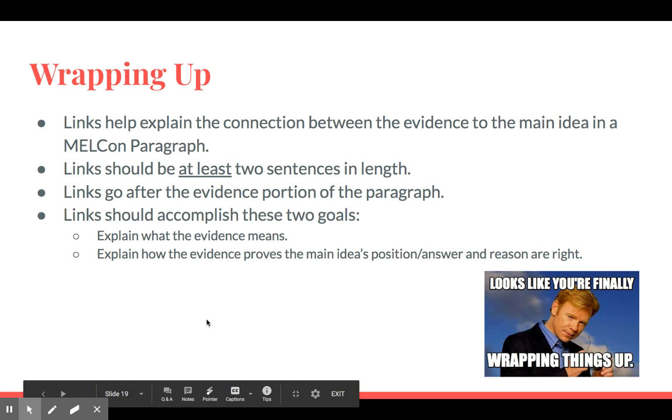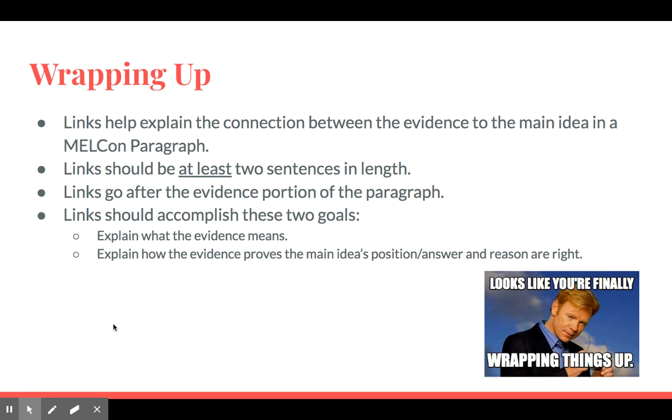If you have any questions, let your teacher know. Otherwise, keep working on your links and explaining the reasoning behind your thinking.